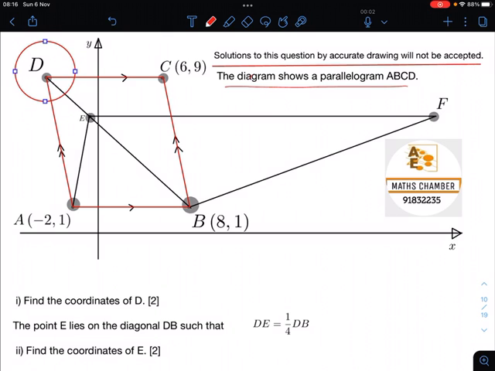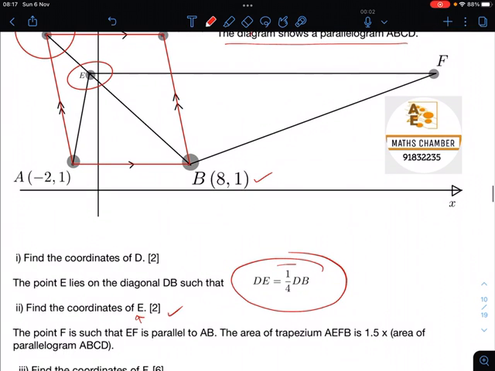The second part is that the point E lies on the diagonal DB such that DE is 1/4 of DB, and you are required to find the coordinates of E. 2 marks for you if you get it correct.